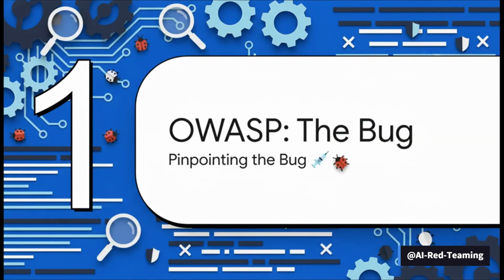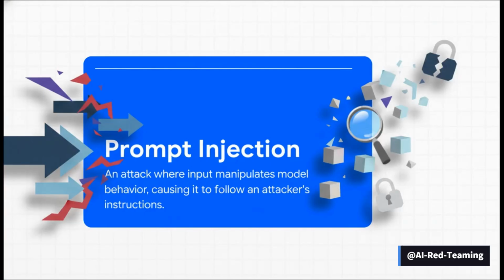Okay, first up, OWASP. You've probably heard of them, the Open Web Application Security Project. Now think of these guys as the ultimate bug hunters. Their whole focus is zooming way in on that one specific technical flaw deep inside the code. So from OWASP's point of view, our problem has a very specific name, prompt injection.